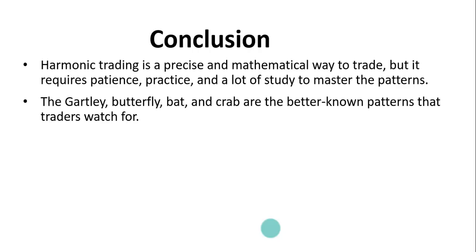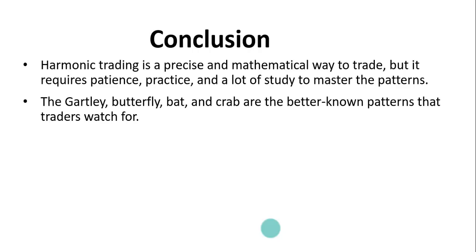The Gartley, butterfly, bat, and crab are the better known patterns that traders watch for. Entries are made in the potential reversal zone when price confirmation indicates a reversal, and stop losses are placed just below a long entry or above a short entry, or alternatively outside the furthest projection of the pattern.